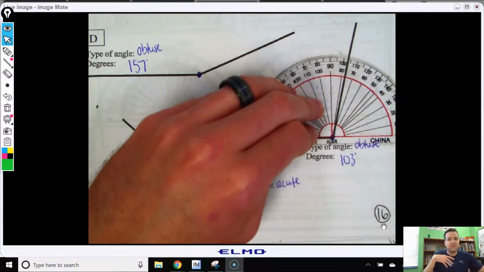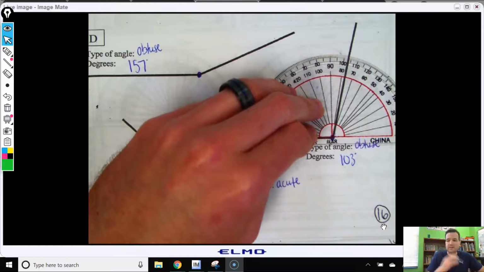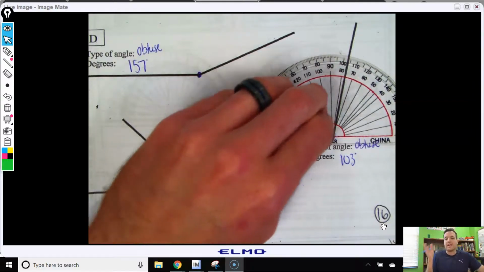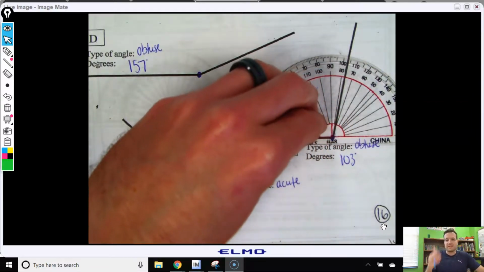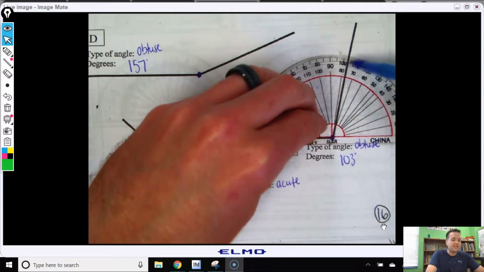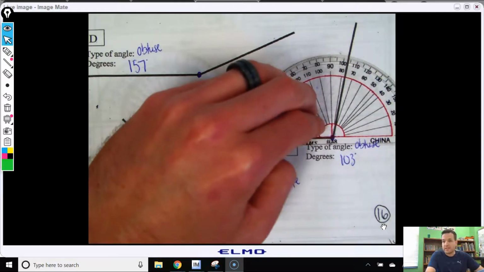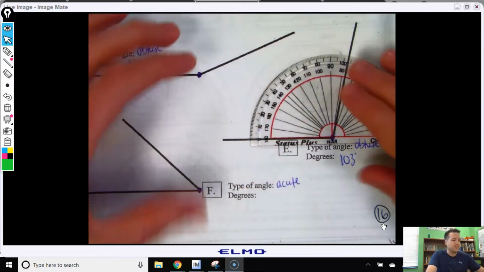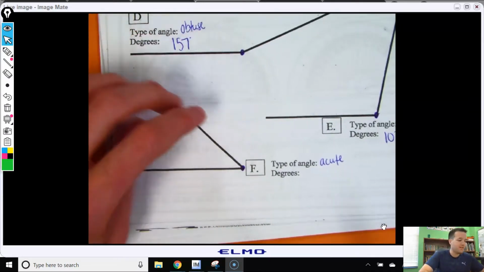So if you said like 117, you're counting in the wrong direction. You cannot do that. Ask yourself, does my answer make sense? Is it in between 100 and 110? Last I checked, 117 is not in between. So careful on that. Letter F, acute angle.